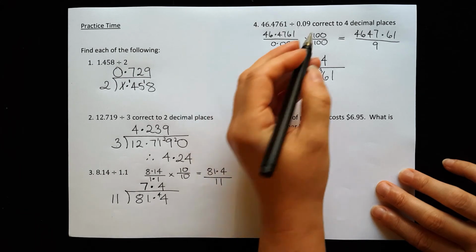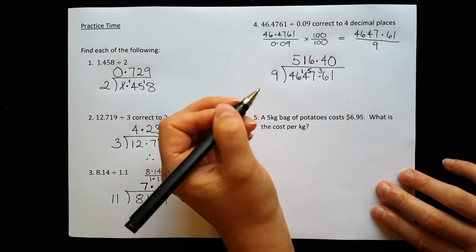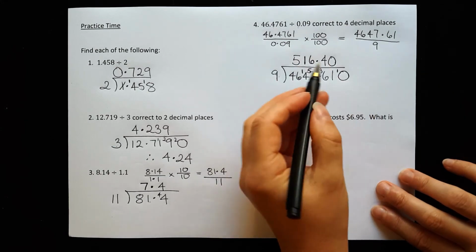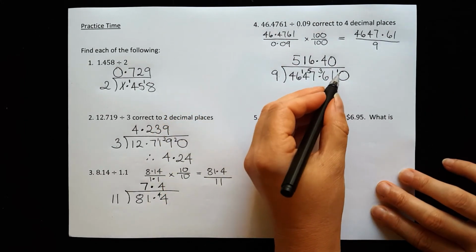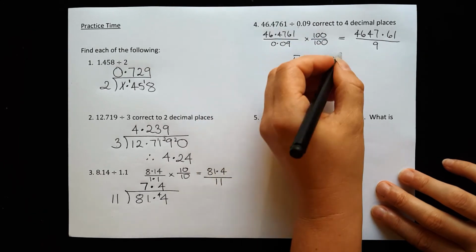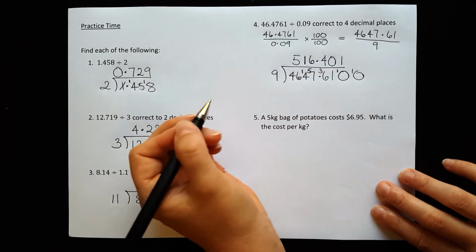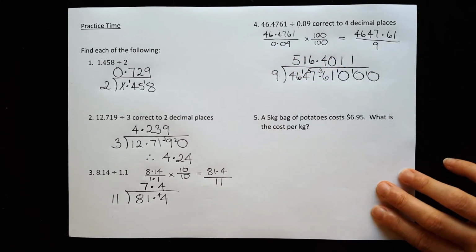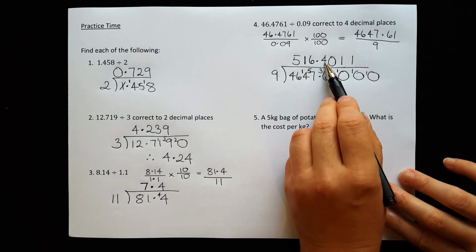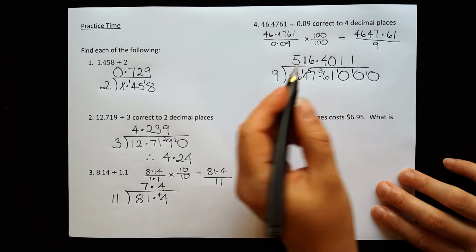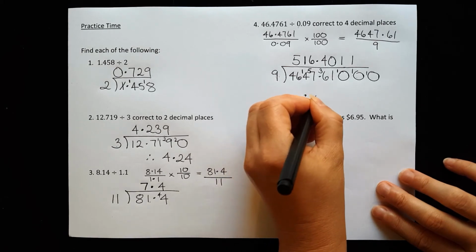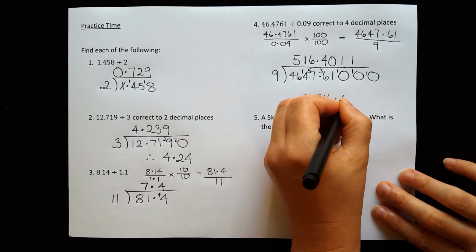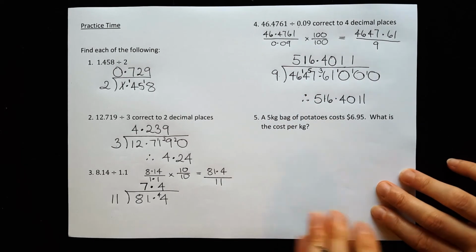1 divided by 9, I can't do at all. So I put a 0 down because it doesn't go. But I'll have a remainder of 1. I need 4 decimal places here, so I actually have to keep going here. 10 divided by 9 goes once, remainder 1. 10 divided by 9 goes once, remainder 1, if I wanted to keep going. But that's going to keep happening, isn't it? So we're going to have 1, 1, 1, 1 all the way up here. So my answer to 4 decimal places is 516.4011.